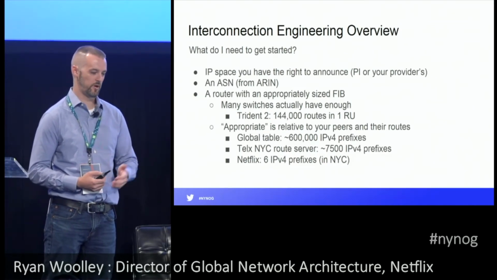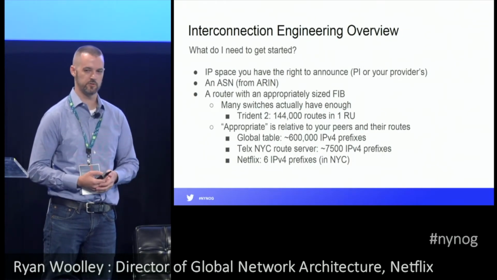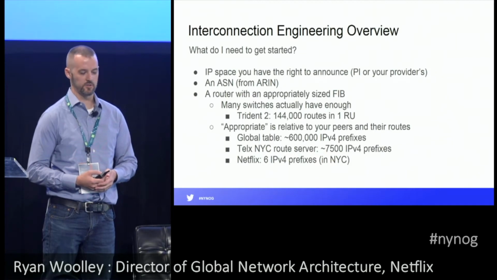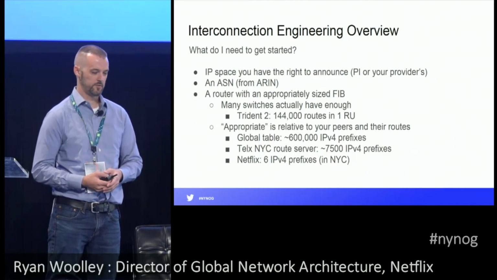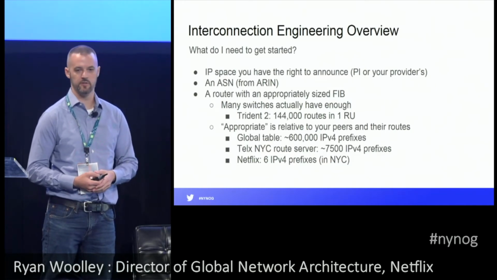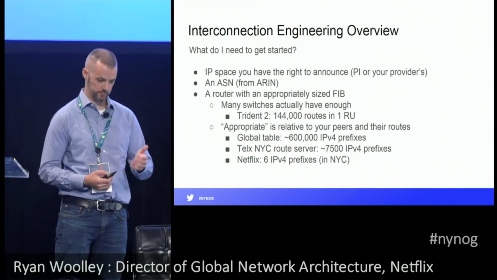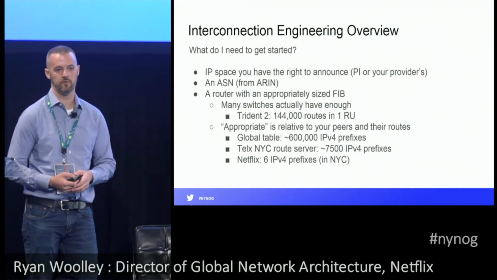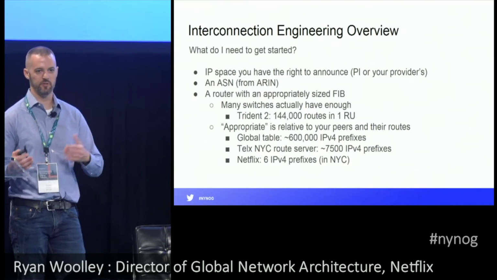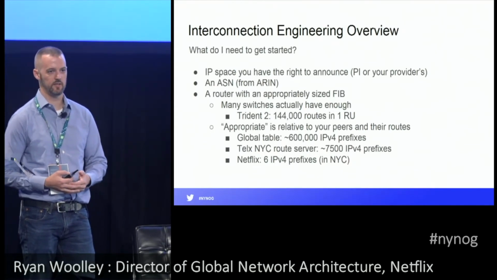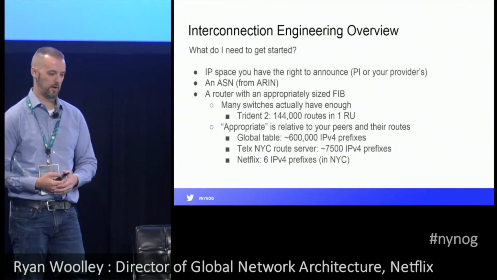To give you an example, Trident 2, which is the chipset in some of the 1U Arista switches, can hold 144,000 routes in the hardware forwarding table. So this won't hold, say, a global route table, but it is enough if you want to join a route server at Telex, for example, where I looked this morning and there were about 7,500 prefixes. So you have to look at this as bits per route and decide if it makes sense for you to invest in hardware that's capable of taking all these routes.